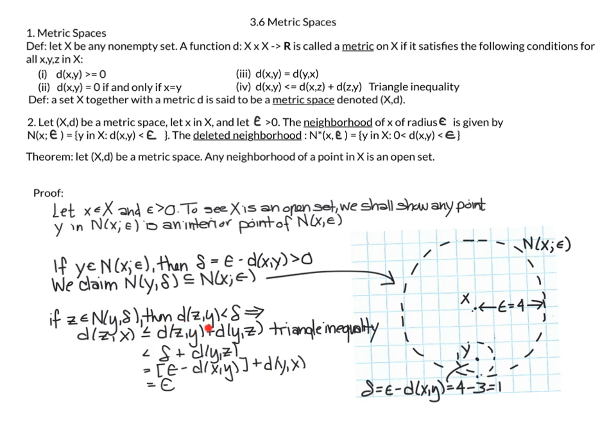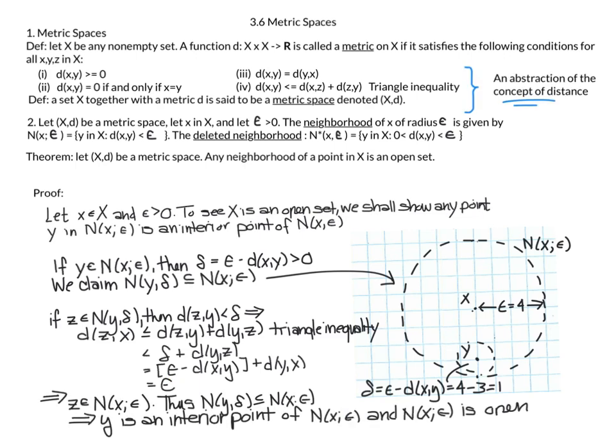So I've replaced my distance between y and z with delta. And now delta, by how we constructed it, is equal to epsilon minus the distance between x and y. So now these two distances cancel, because it's a metric space, and we're left with epsilon. Thus, the distance between z and x is less than or equal to epsilon, meaning z is in the neighborhood of x with radius epsilon. Thus, we've shown that if something is in the neighborhood of y with the radius of delta, it is also in the neighborhood of x with radius of epsilon.